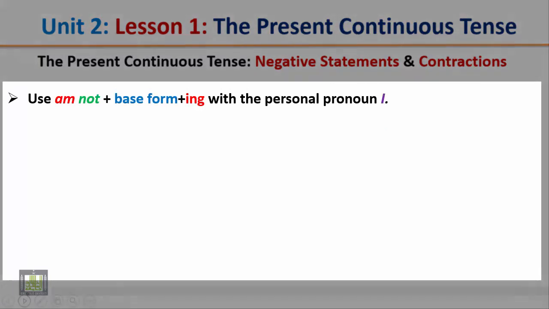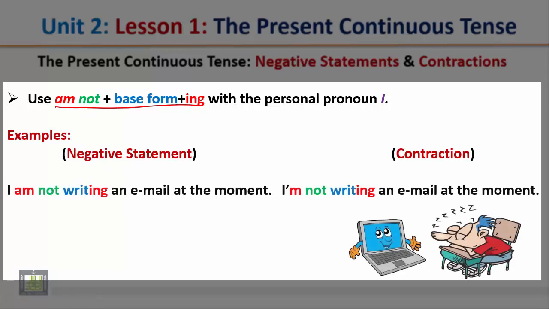Use am not plus base form plus ing with the personal pronoun I. Example, I am not writing an email at the moment. Notice here that we put the word not after the verb am. I am not writing an email at the moment. The contracted form, I'm not writing an email at the moment.